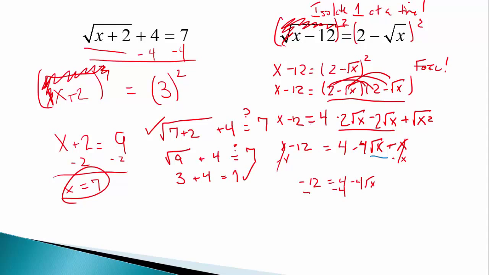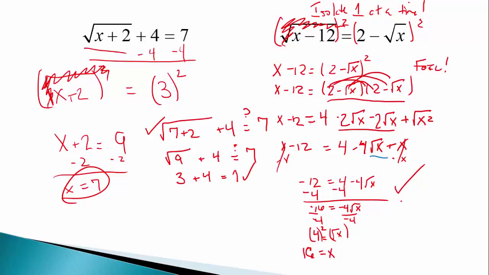I'll subtract the 4 over to the left. I get negative 16 equals negative 4 root x. Divide through by negative 4 and I get 4 equals the square root of x. Now that I have the second root isolated, I can square both sides a second time, and I get 16 equals x. But I'm not going to circle it yet.